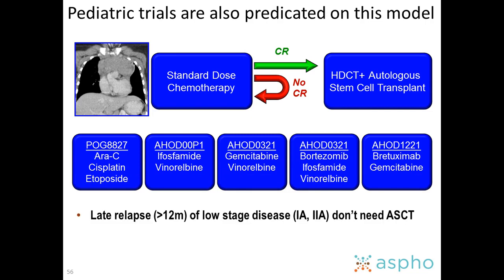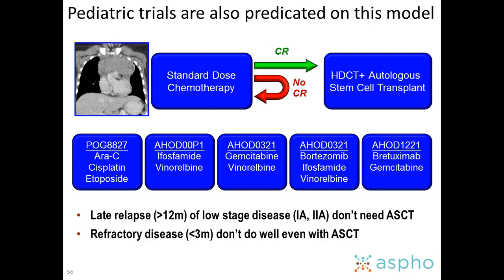The problem with this model is there are growing data that suggests that a late relapse, so relapse greater than 12 months of a low-stage disease, can be cured without an autologous stem cell transplant, although unfortunately there is no standard of care for that in this country. In addition, patients with refractory disease, disease that's either progressive on therapy or less than 3 months, don't do well even if they have a transplant.